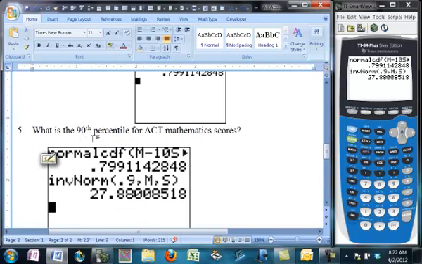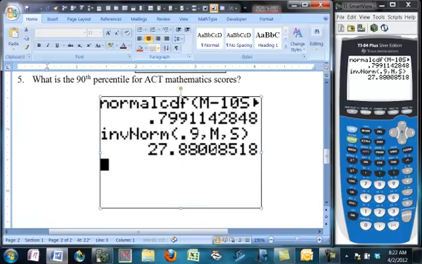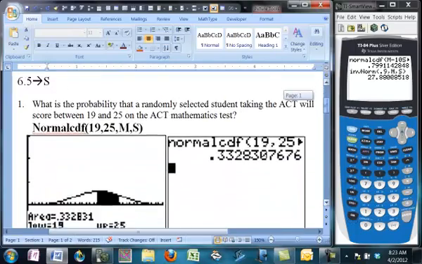Okay, and so once again, let me type that in. You can see it really well here on the screen, I think. So we'll just leave it at that. The inverse normal, 0.9, M and S, and so about a 27.88 would be about at the 90th percentile. So that gives you a little example of some normal applications. This one's made a little bit more difficult because we're using a normal distribution to approximate a discrete one, so we had to do a little rounding off. Most likely, if I give you this on the test, it'll be a continuous distribution, so you won't have to worry about that.